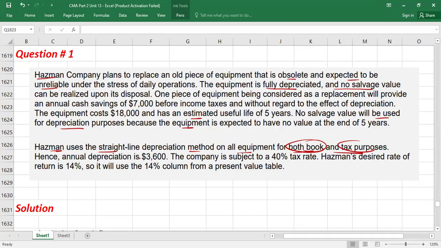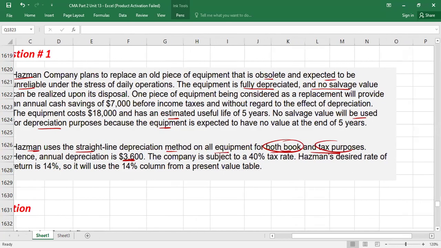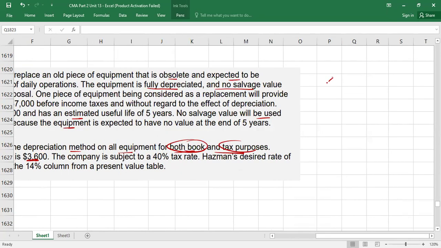Hence, the annual depreciation is 3,600. How did you get this depreciation? I'm just showing you the calculation. Whenever you calculate depreciation, we need the cost of the asset, which is given as 18,000 as initial investment. And we have to divide by the number of years, or life of the project. Our equipment has a useful life of 5 years, so we divide by the life, which is 5 years. If you divide 18,000 over 5, you will get depreciation per year, which is going to be 3,600. You can just cross check your calculation.